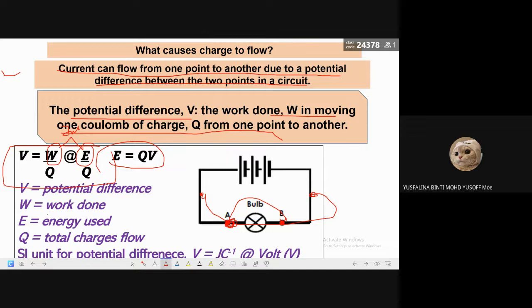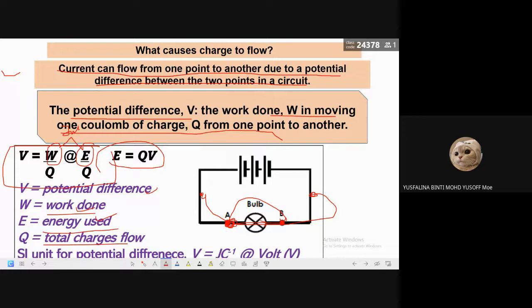W is the work done, how many joules are needed, the energy used to transfer from point A to B, and Q is the total charge that flows. So how much charge makes the current flow here. The unit should be V equals J/C. Basically W and E are the same thing: work done, energy used. So only the V is different, the V that you need to find.